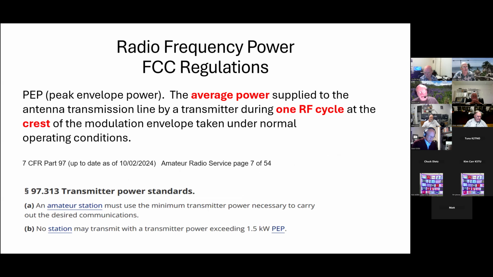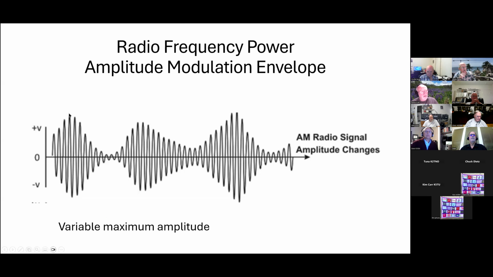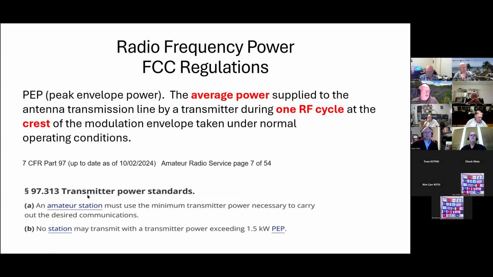So the definition, this is from the FCC rules and regulations. The definition of PEP, or peak envelope power, is the average power supplied to the antenna transmission line by a transmitter during one RF cycle at the crest of the modulation envelope, and it says under normal operating conditions. So this is the crest or the peak of the modulation envelope. So at this point, we would take this voltage and square it and divide it by 2 times the resistance that this voltage is being impressed over to calculate the peak envelope power.